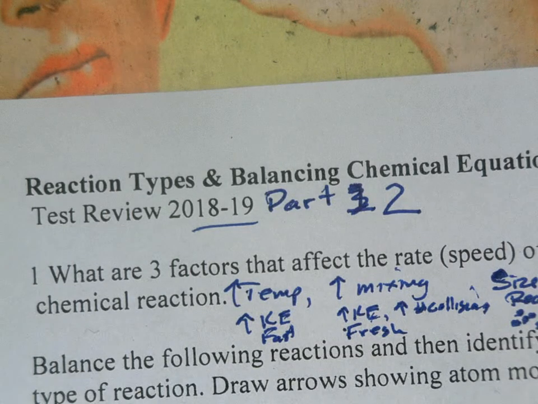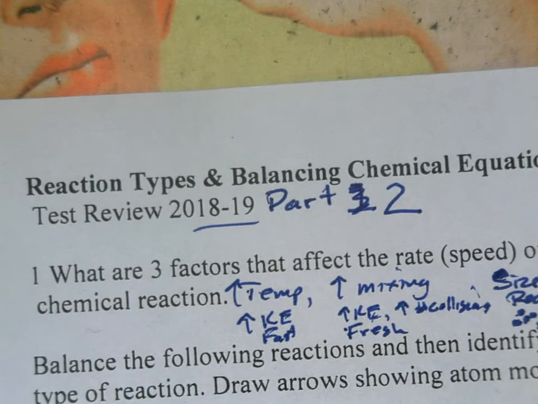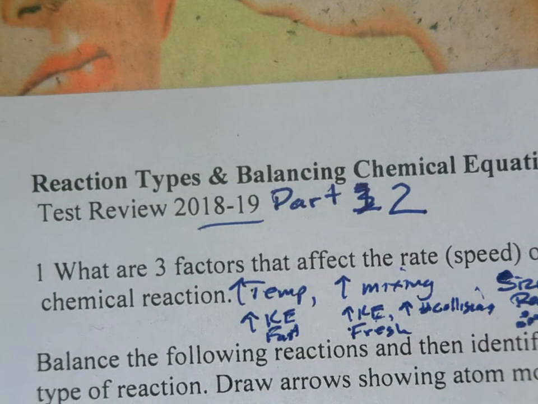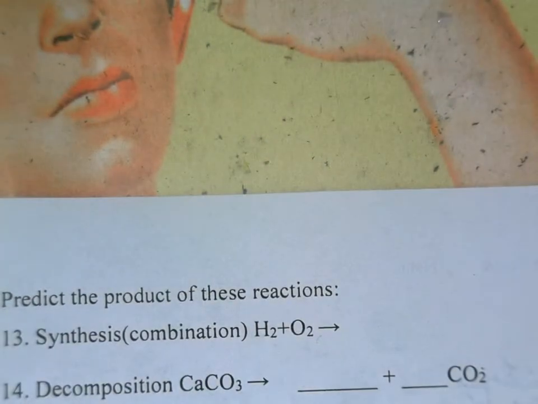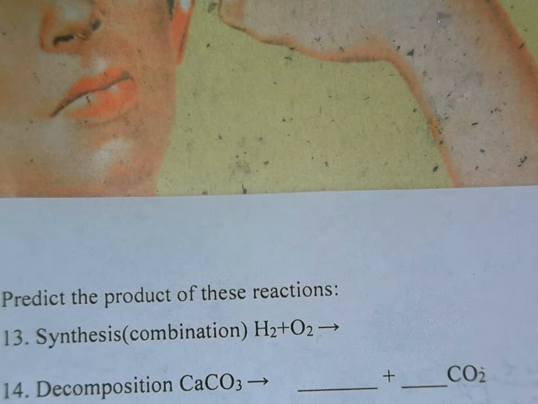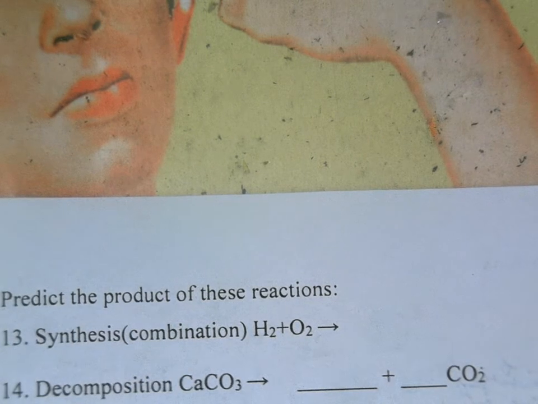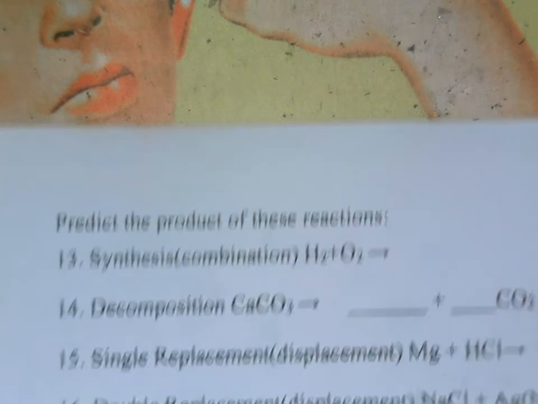We're going to go over the second page of our balancing and types of reaction test review for 2018-19, part 2. I've already done page 1. Let me zoom in here. We're going to be working on the back page. This will be a lot quicker than that first one. I couldn't believe that was a 30-minute video. Anyway, let's get working on those. Let me make sure we're zoomed in.